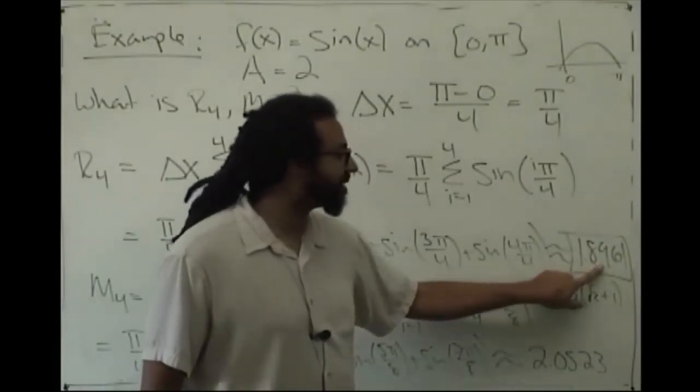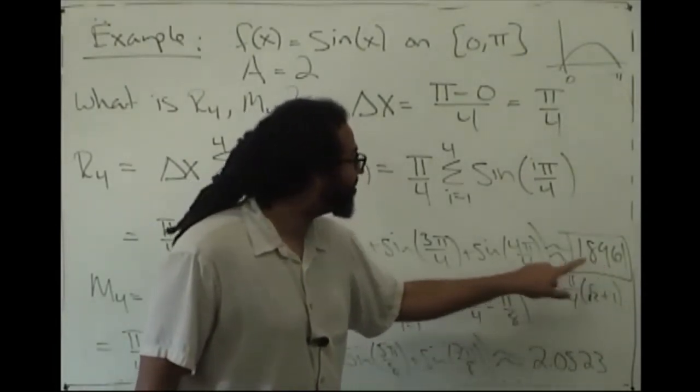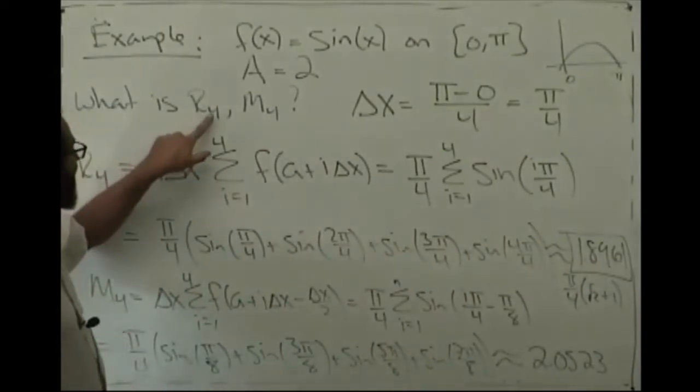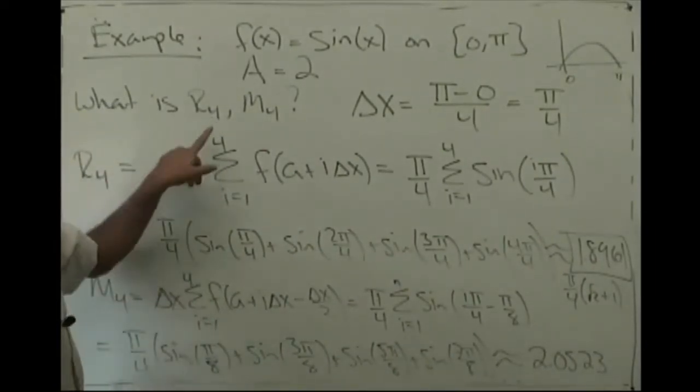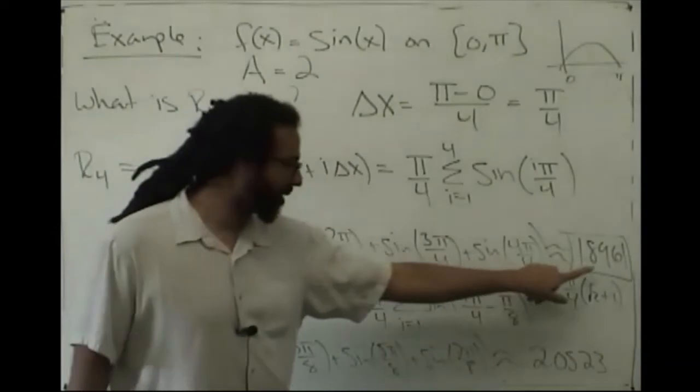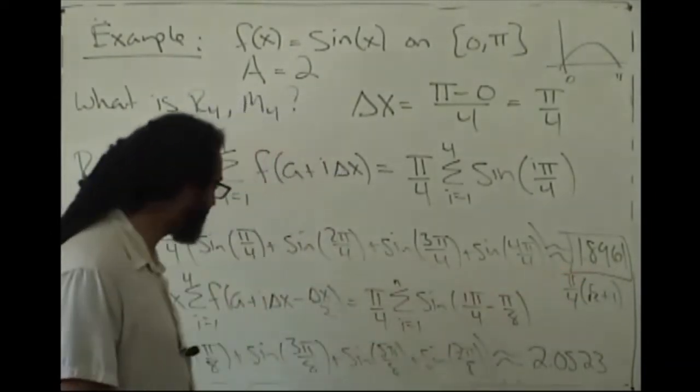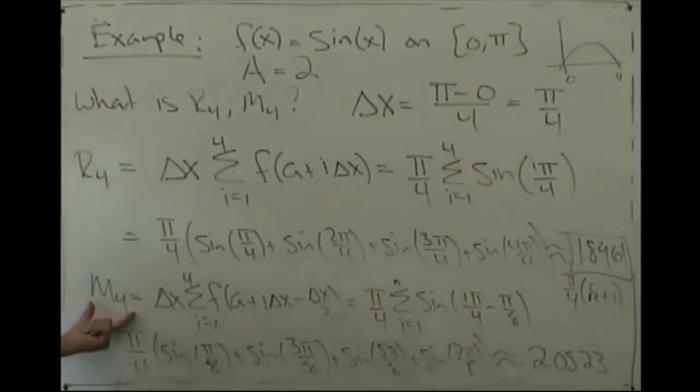So this is a reasonable approximation that we got just by using 4 rectangles. Again, we can make this approximation better by letting the number of rectangles go to infinity. So like 8 rectangles, for example, would give us a much better approximation. Okay, what about the midpoint approximation using 4 rectangles?